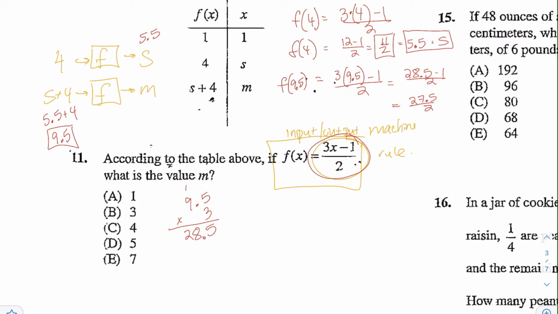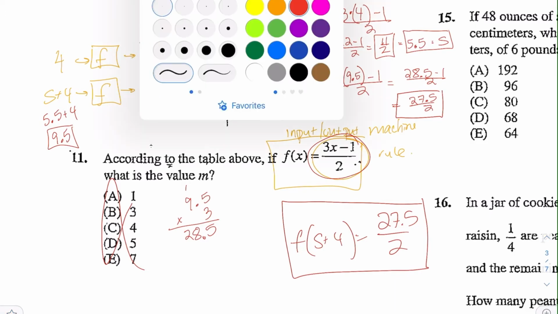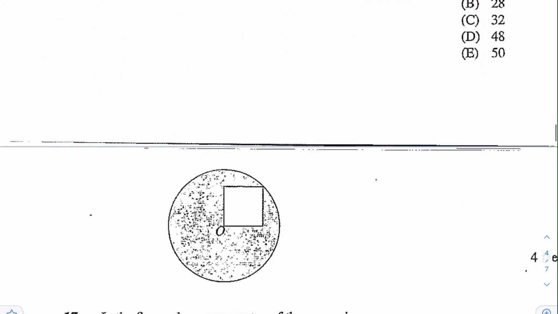So the final answer is actually 27.5 divided by 2, which is none of these following, so there's a typo here. Of course, that's not a whole number. It's going to be some decimal. So just be wary of that.